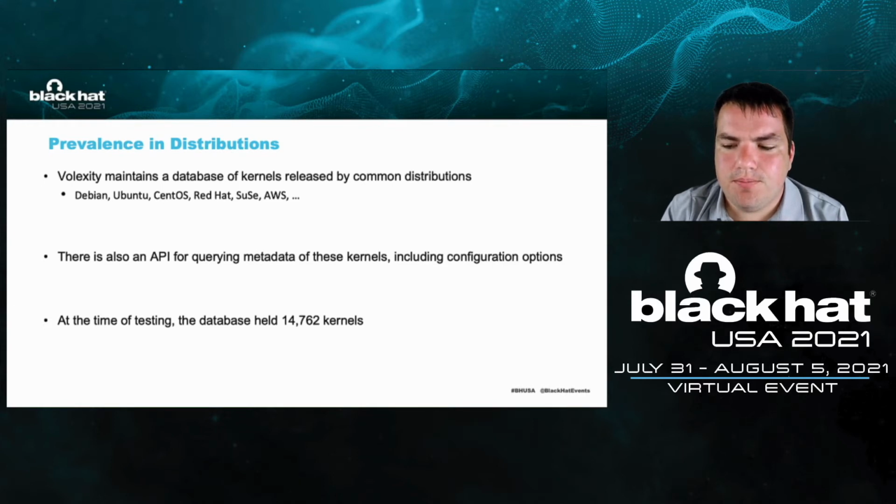And so what we wanted to use was the configuration options, because as we'll talk about on the next slide, to figure out if these subsystems and all of this tracing infrastructure is enabled on a specific kernel, you have to know what its configuration options are. And at the time of generating these statistics, the database held about 15,000 kernels.